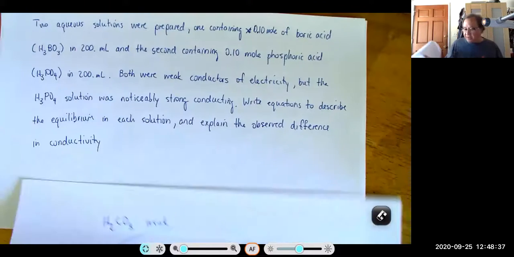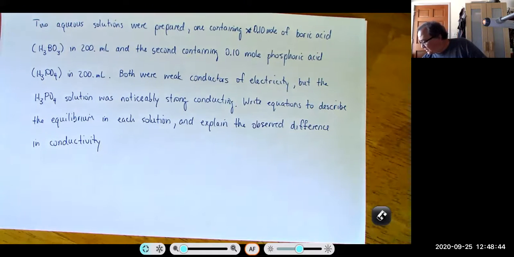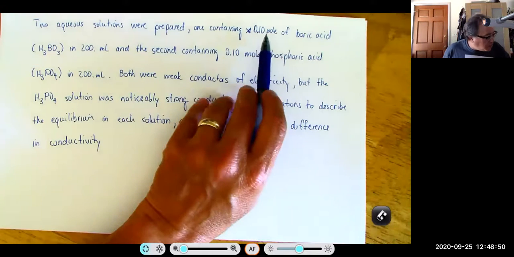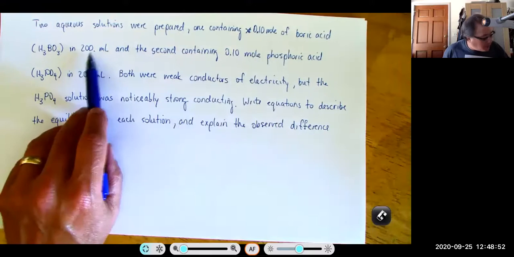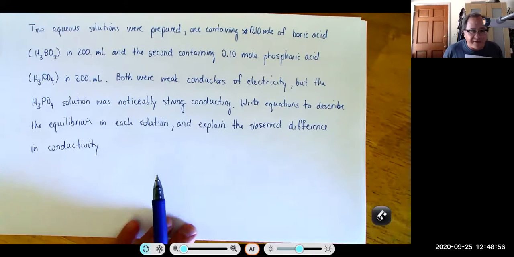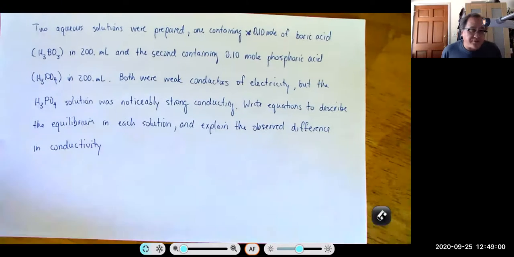Okay, so now we're at a place where we can actually answer this one here. 2 aqueous solutions prepared, 0.1 mole in 200 milliliters and 0.1 mole in 200 milliliters. So what they're trying to tell you is you have the same amount of each. They're both weak conductors of electricity.